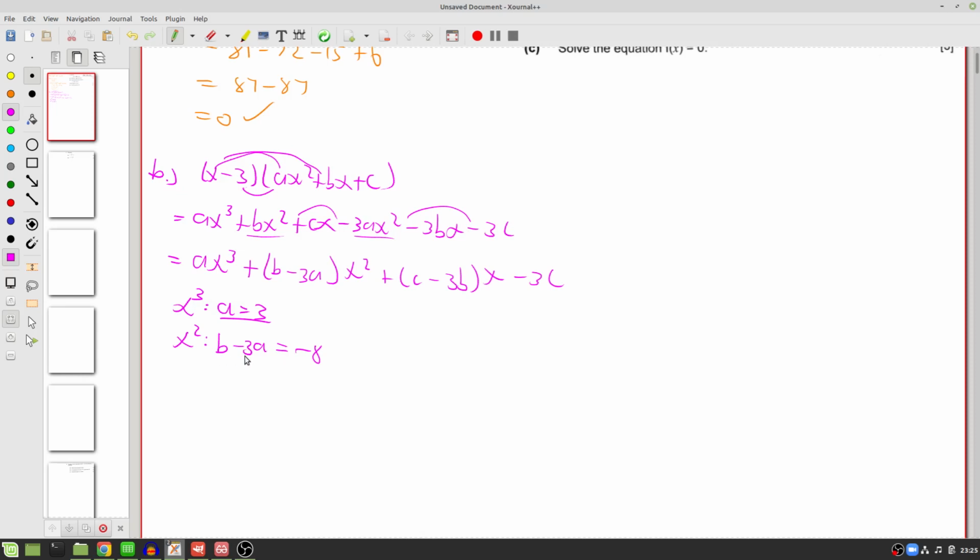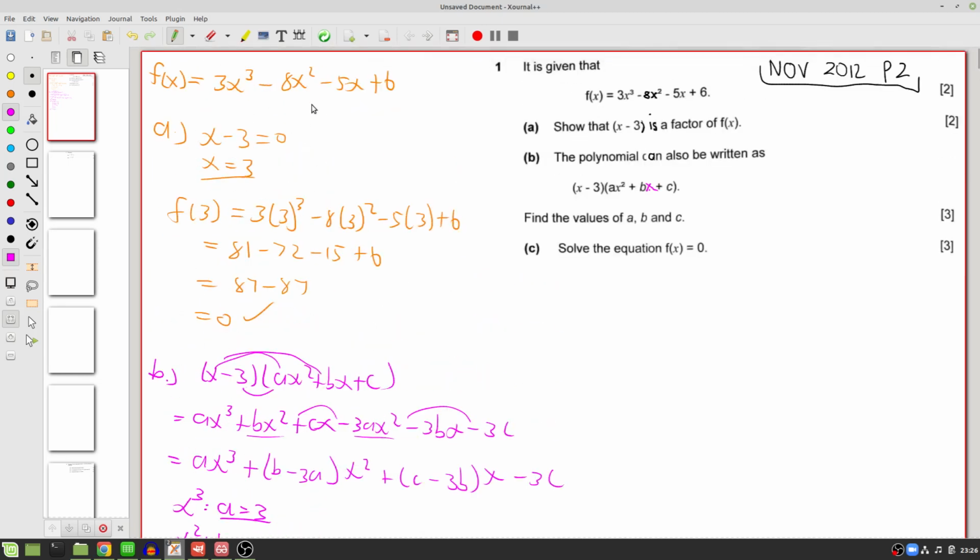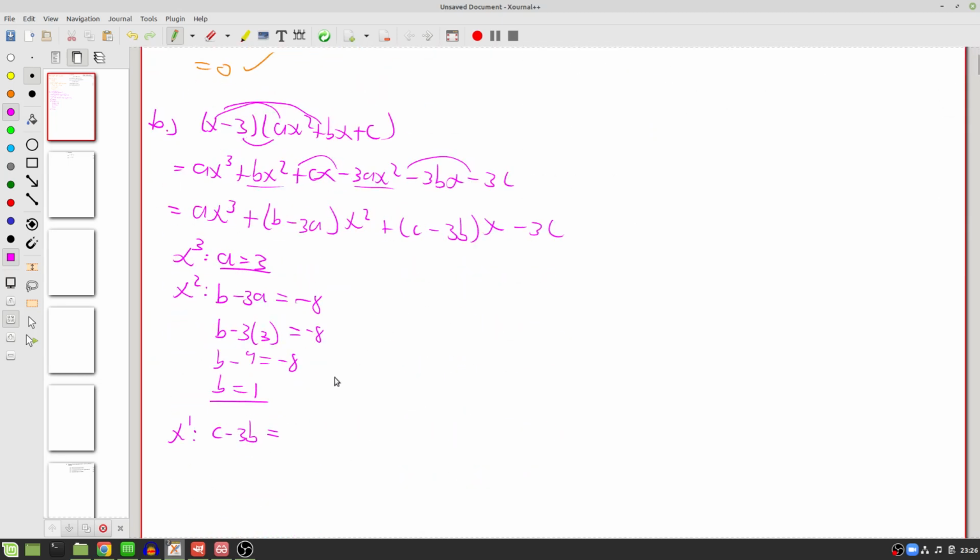The nice thing is we already know what a is, so we can plug that in. a is 3, and then we can just solve for b. So b minus 9 equals negative 8. Take over the negative 9, and we get b equals negative 8 plus 9, which is 1. So now we know b. Then we can look at the x terms, the x to the power 1s. We see c minus 3b is the coefficient. c minus 3b must be equal to the coefficient of the original, which is negative 5, as we can see there. So it equals negative 5.